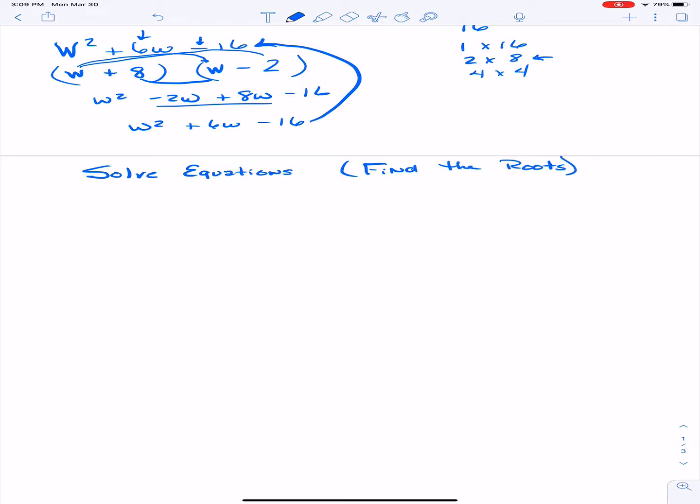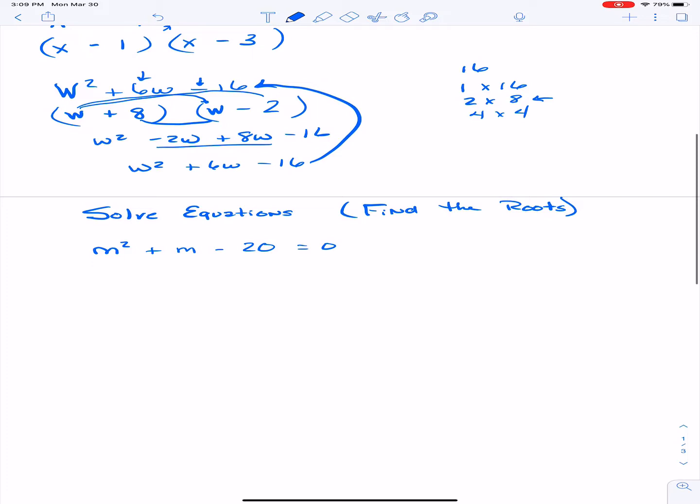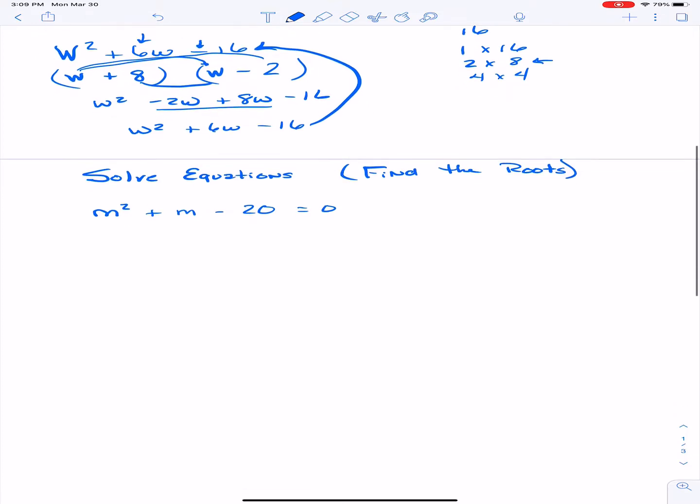Depends on how you want, but it's all going to be the same thing. So I want to find the roots or solve m squared plus m minus 20 equals 0. If you'll notice a difference between this example and the previous 4 examples, we have added the equal 0. That's how I know that we can solve this, or we have to solve this.